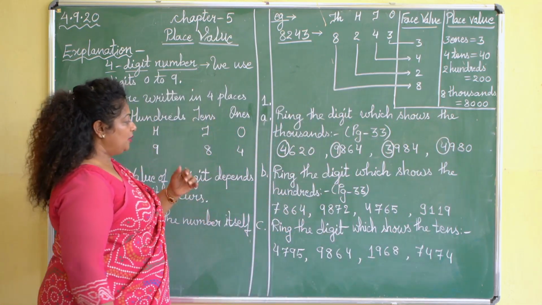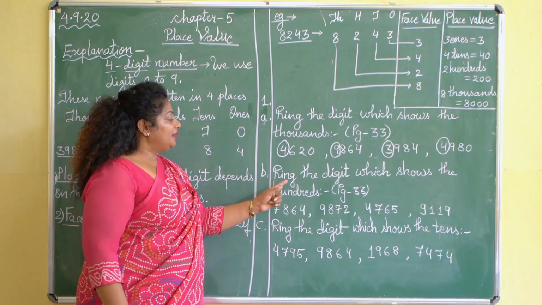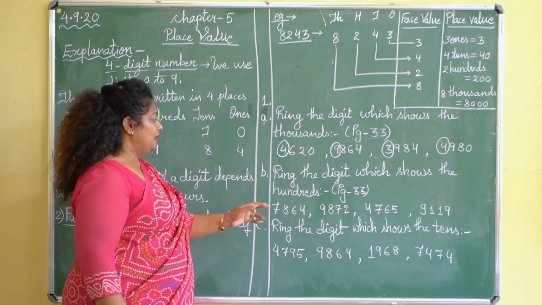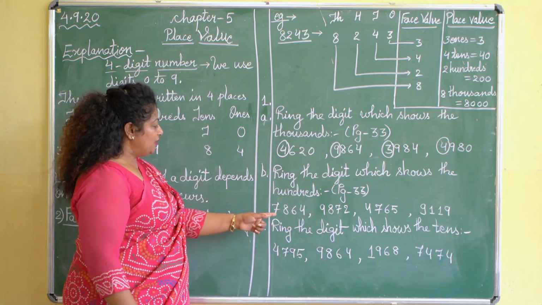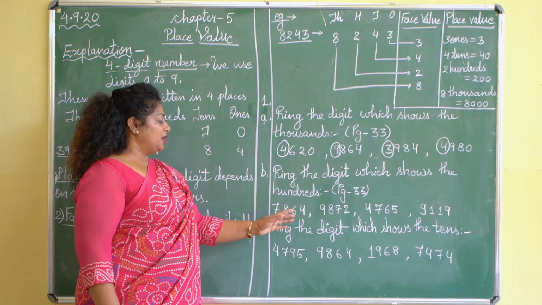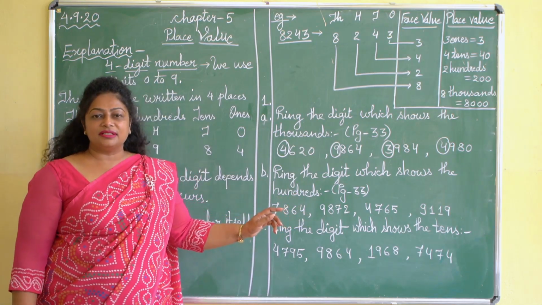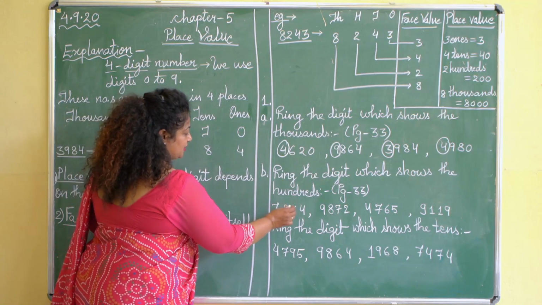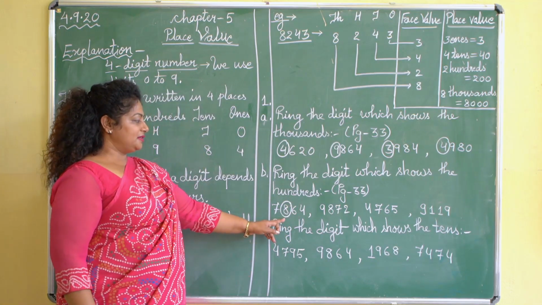Okay. Now let us come to exercise B. Ring the digit which shows the hundreds. That is also given on page number 33. First number is 7864. Now in this exercise, we have to circle the digit at hundreds place. In this first number, 8 is at hundreds place.